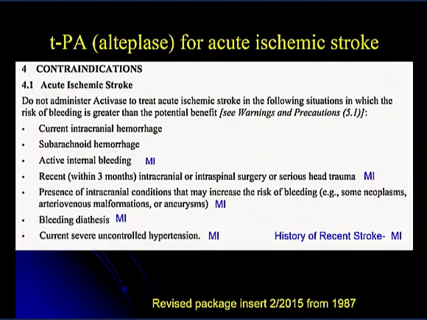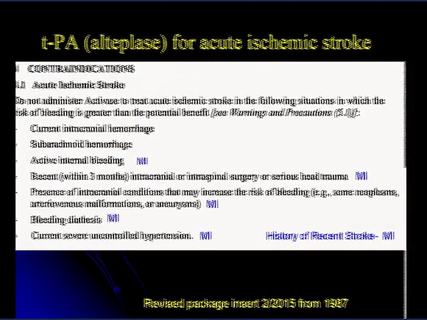If they have a recent intracranial or intraspinal surgery or serious head trauma, that's true for acute ischemic stroke and MI. If there's any presence of an intracranial condition that the patient may be at risk for bleeding, they have a brain tumor, an AVM, or an aneurysm that you're aware of. This is also true for MI indications for TPA, and then bleeding diathesis, and then a current uncontrolled hypertension is felt to be a contraindication. You need to get that blood pressure controlled.